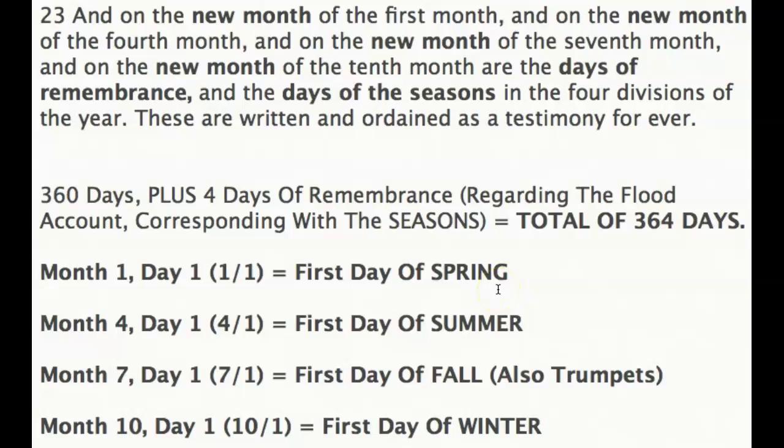So sometime around the spring equinox. Month 4, day 1, or 4/1, is the first day of summer. Month 7, day 1 is the first day of fall, also known as the Feast of Trumpets. And then month 10, day 1 is the first day of winter, and these are the days of remembrance.